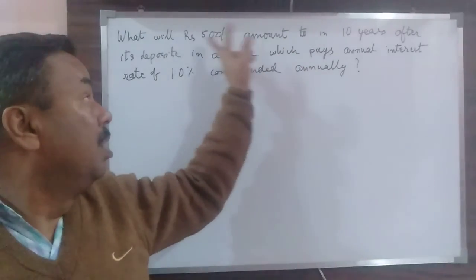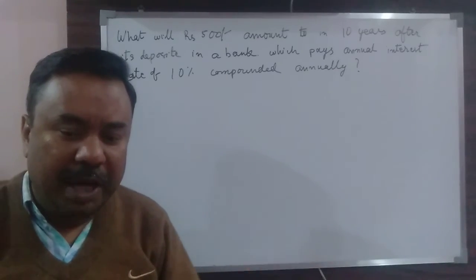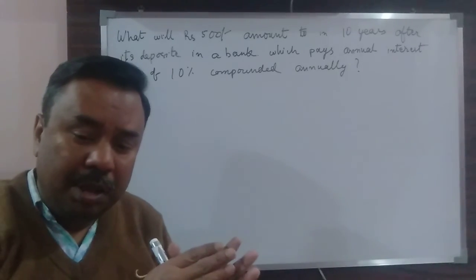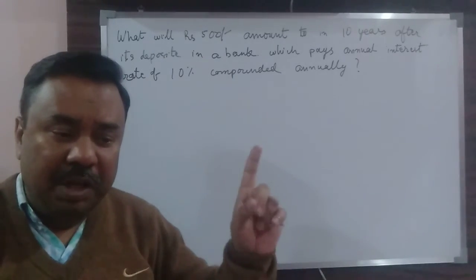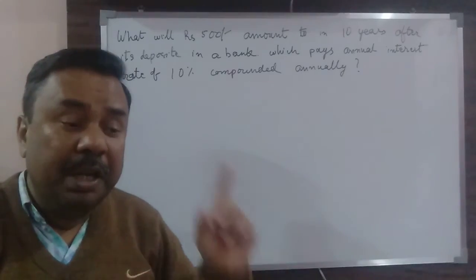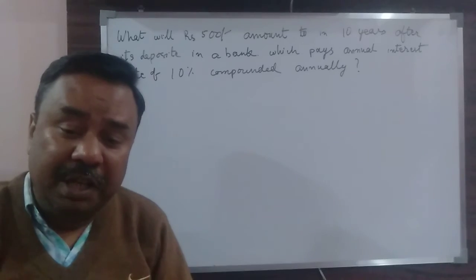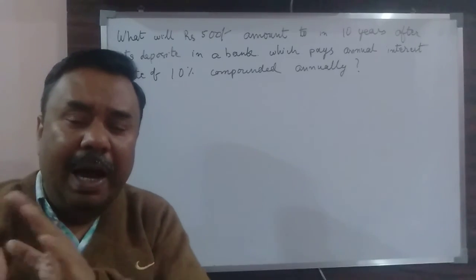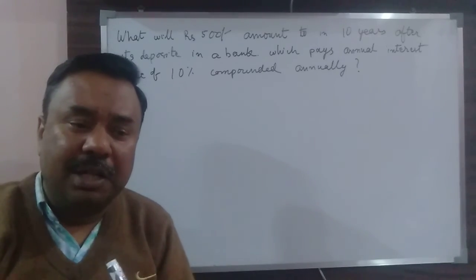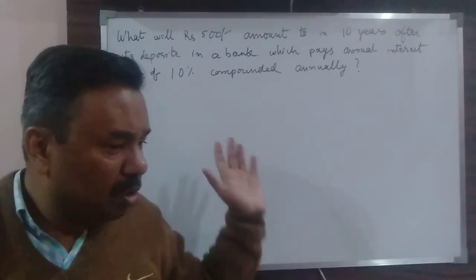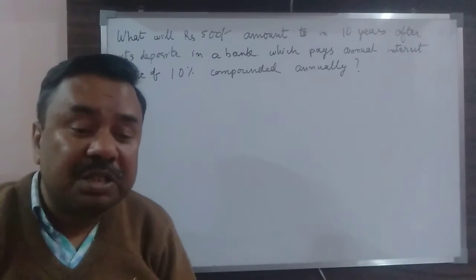Initially, the principal amount was rupees 500. After 1 year, whatever the interest is will be calculated and added to the principal amount, so that will be the amount after 1 year. Then this amount will become the new principal for the second year. Similarly, at the end of the second year, again interest will be calculated and added. The new amount you get will act as the principal for the third year, and so on it goes. That means you are getting interest on interest also.